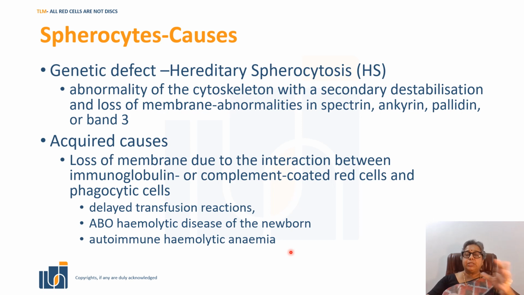In these conditions, it can be because of a coating of the red cell, giving rise to some kind of an antigen-antibody reaction. So it can either be coated by immunoglobulin or it can be coated by complement. Because of this, these red cells are phagocytosed and you can get hemolytic anemia.